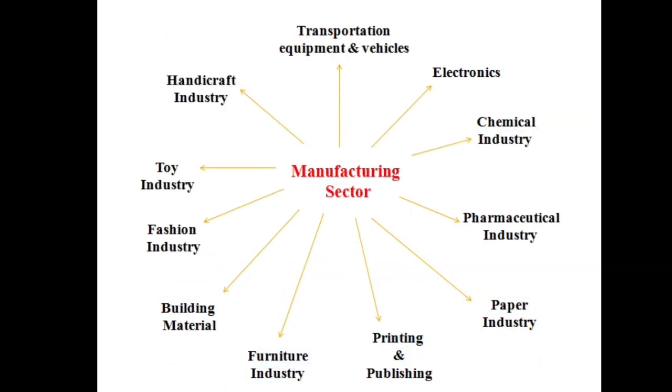Now, we can classify a lot of industries under this manufacturing sector, like the transportation equipment and vehicles industry, electronics industry, chemical industry, pharmaceutical industry, paper industry, printing and publishing, furniture, building material, fashion industry, toy industry, handicraft industry, etc. So there are a lot of industries classified under this manufacturing sector. All these manufacturing industries are into manufacturing of products or commodities.